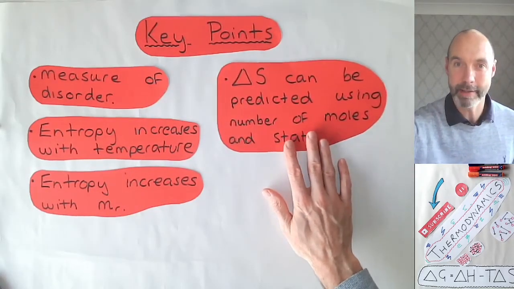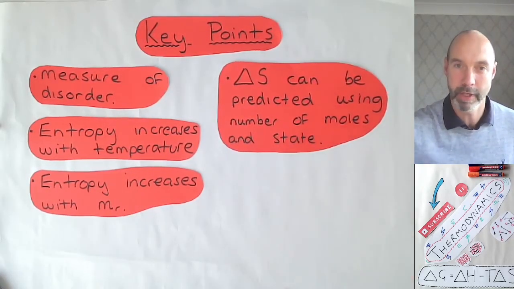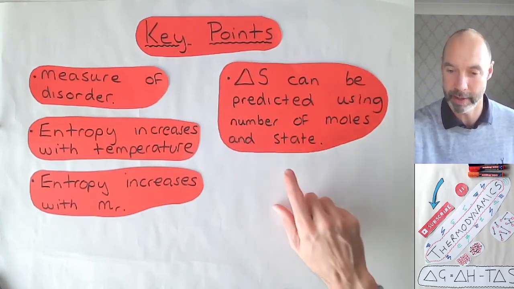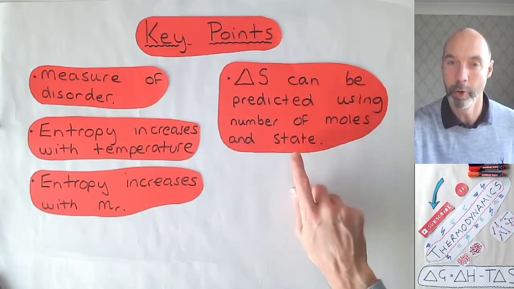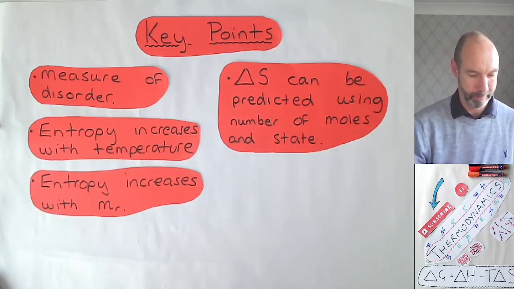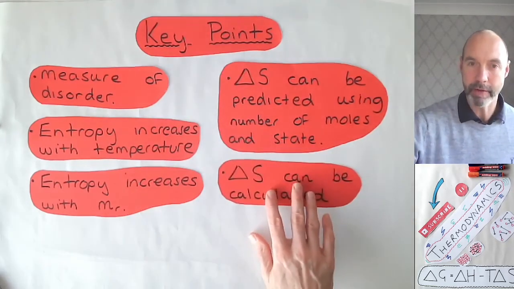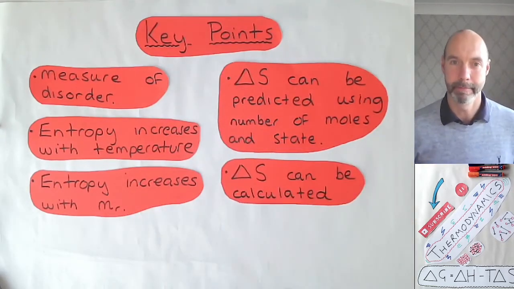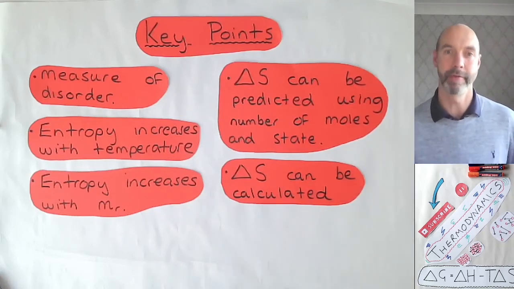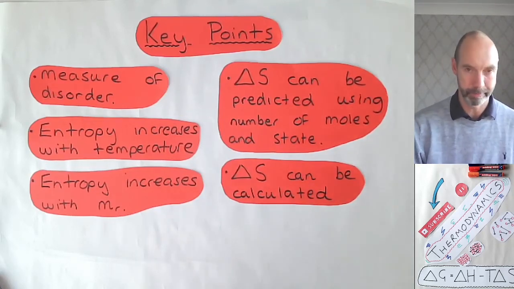We can predict delta S, whether it's positive or negative, so we can make a prediction if we think it's going to be positive or if we think it's going to be negative, using number of moles and states. Remember, the gases were the kings there. We could quantify delta S, we can calculate it by finding the total entropy of the reactants and the total entropy of the products and working out the difference.